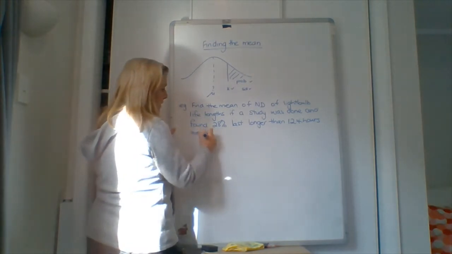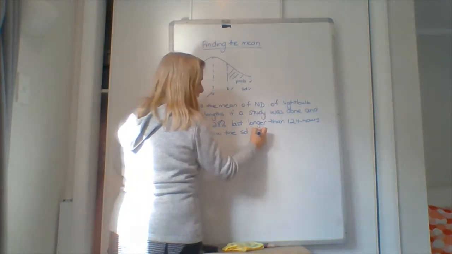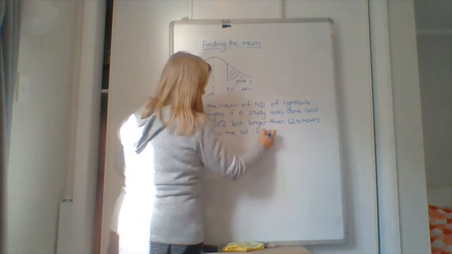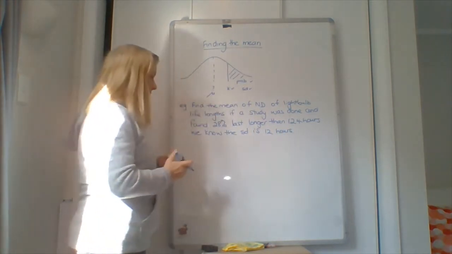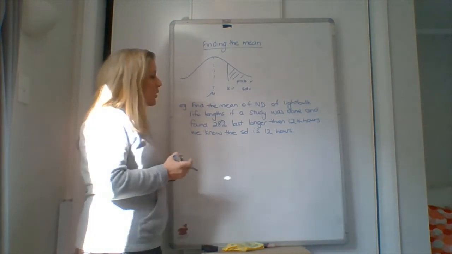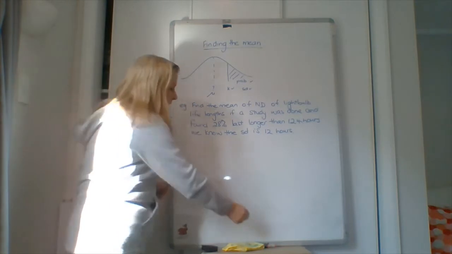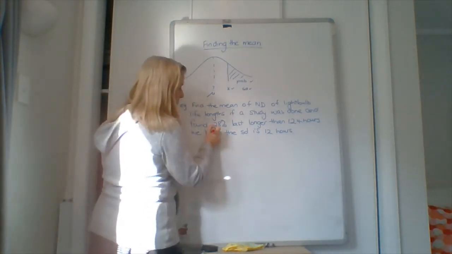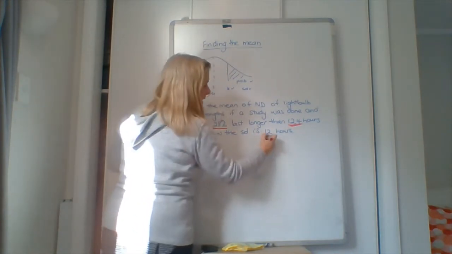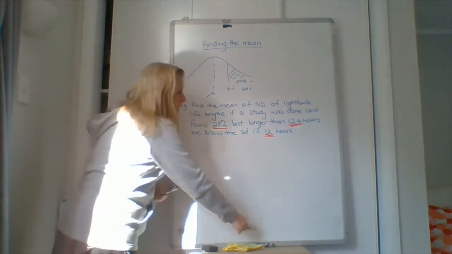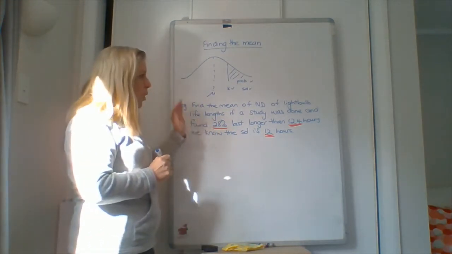We know the standard deviation is 12 hours. So they've given us all of this information. The three things we need to know are here: the probability, 28%, the K number, whatever it happens to be, and the standard deviation. To start off with, we pretend we don't know the K number.